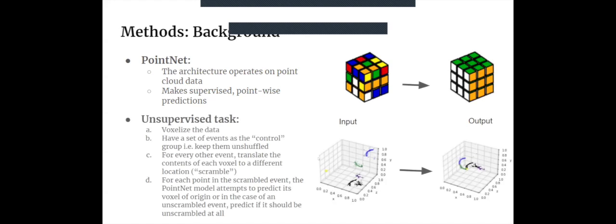To do this, we had to first voxelize the data, and each voxel is then indexed, and then we saved a group of events as a control group by keeping them unshuffled in the next step. After that, voxels of the rest of the events get shuffled to different areas of the point cloud. And then the PointNet model would attempt to put the voxels at the correct index. You can think of this process like shuffling around a Rubik's cube and then solving it. I think that the figure on the right does a good job representing that. So the input is the scrambled data, and the output would be the unscrambled data here.